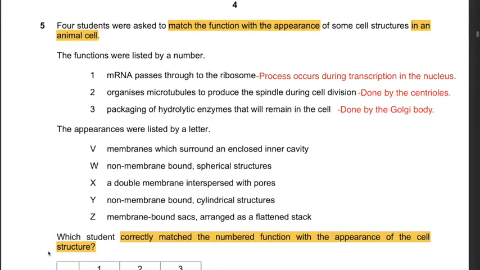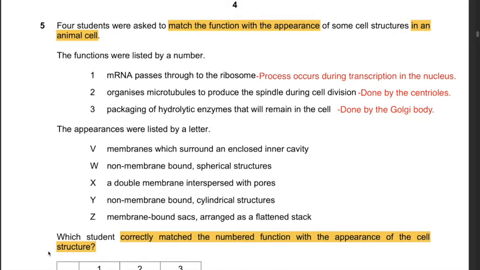Question 5. 4 students were asked to match the function with the appearance of some cell structures in an animal cell. The functions were listed by a number. 1. mRNA passes through the ribosome. 2. Organizes microtubules to produce a spindle during cell division. 3. Packaging of hydrolytic enzymes that will remain in the cell. Function 1 occurs during transcription in the nucleus.